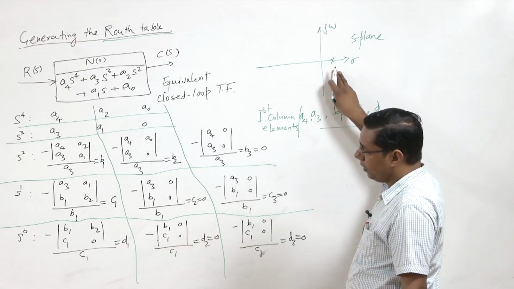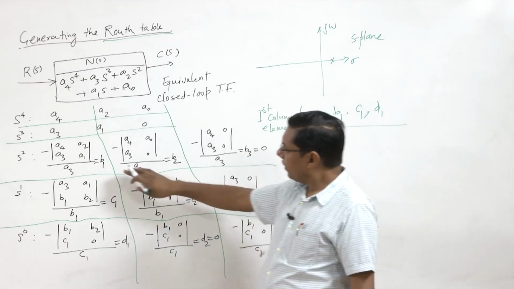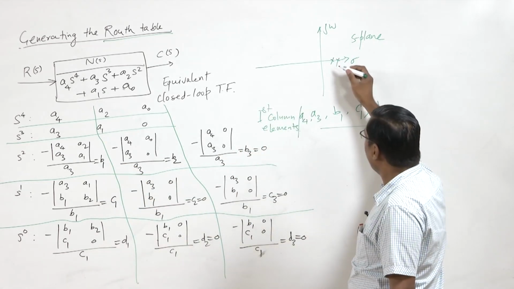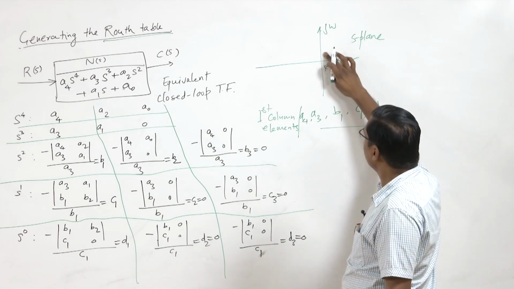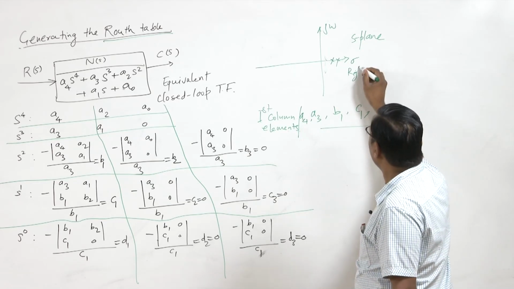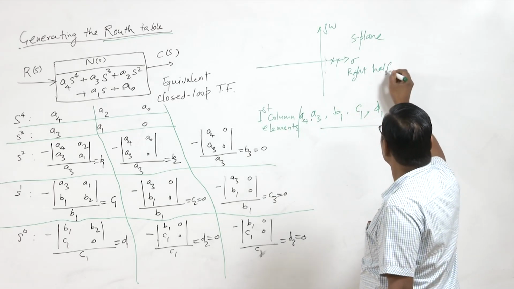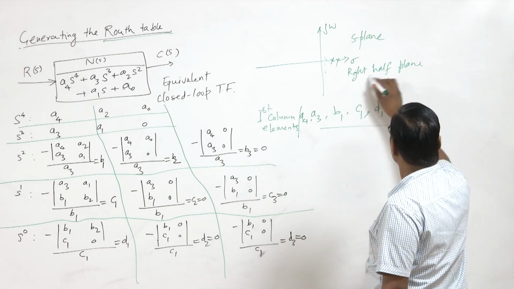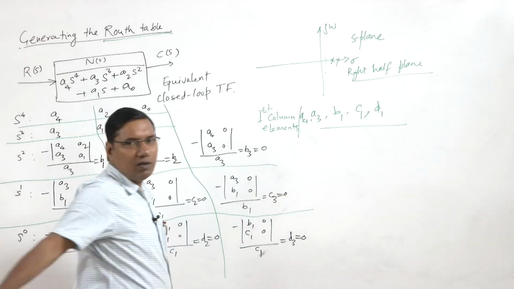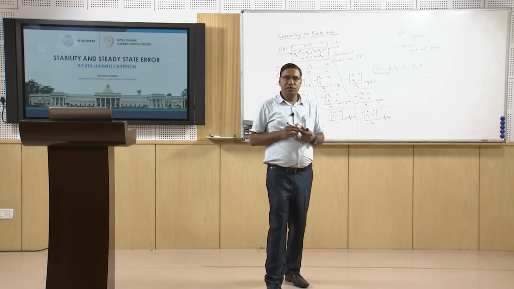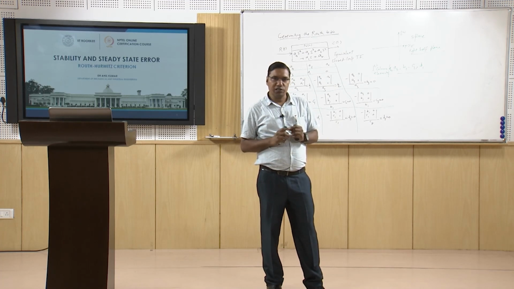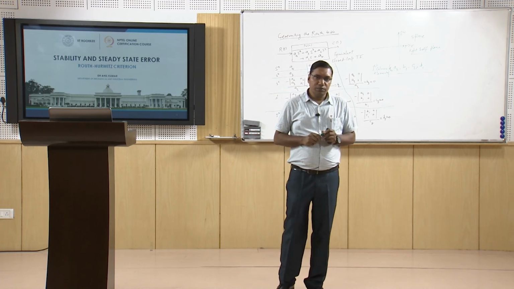Suppose here A4, A3 are positive, but B1 is negative, then one pole is to the right half plane, and then again this is positive, meaning two poles could be in the right half plane. Even one sign change will tell that one pole is in the right half plane, and so the system is unstable.